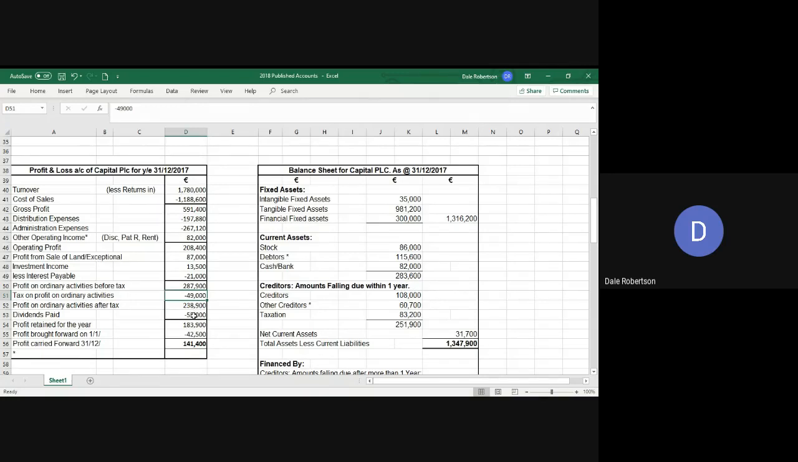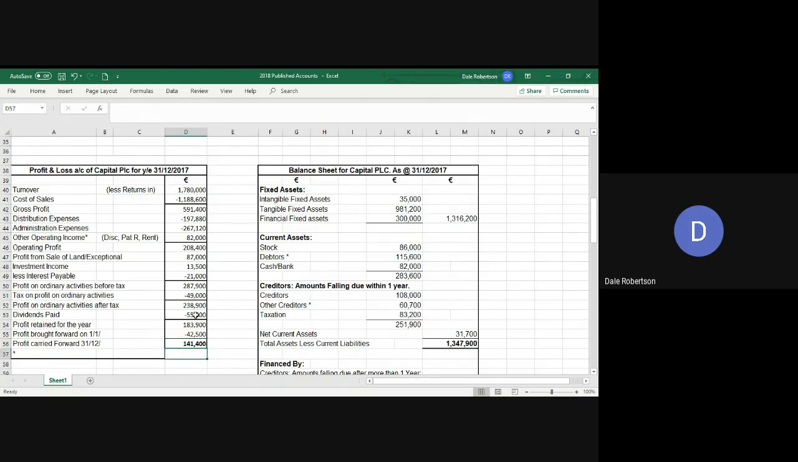And then you take away your dividends of 55,000, which is given to you in the question, around the center of the question, to give you your profit retained. And then you add on last year's P&L balance, normally speaking. But actually in this question, the profit and loss balance is a debit balance, which means they're carrying forward a loss of 42,500 from last year. So the new P&L figure is 141,400.